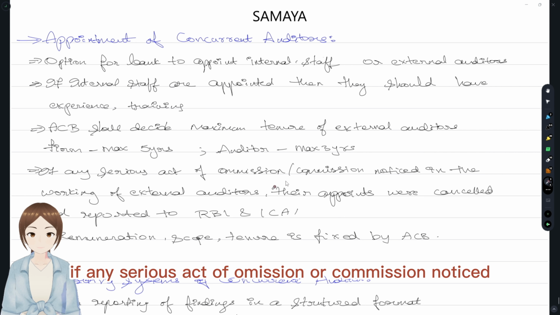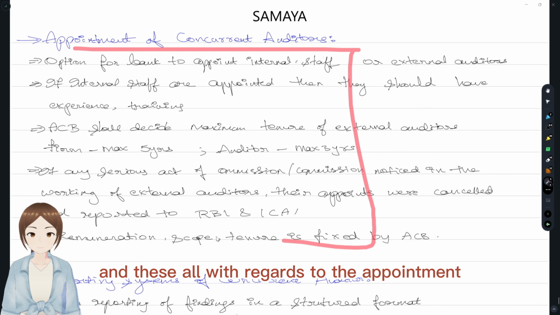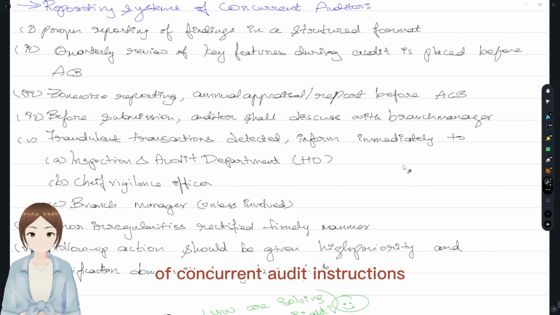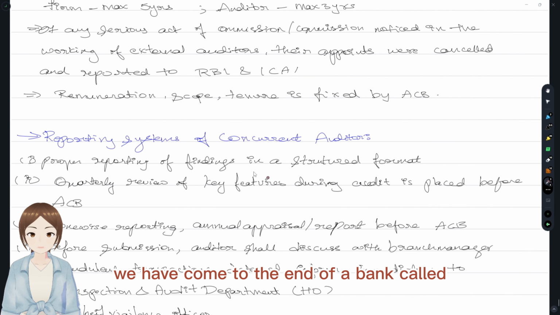If any serious act of omission or commission is noticed in the working of external auditors, their appointment will be cancelled and reported to RBI and ICAI also. And remuneration, scope and tenure are fixed by the audit committee of the board. And these are all the provisions with regards to the appointment of concurrent auditors. And yeah, with this, we have come to the end of our bank audit.